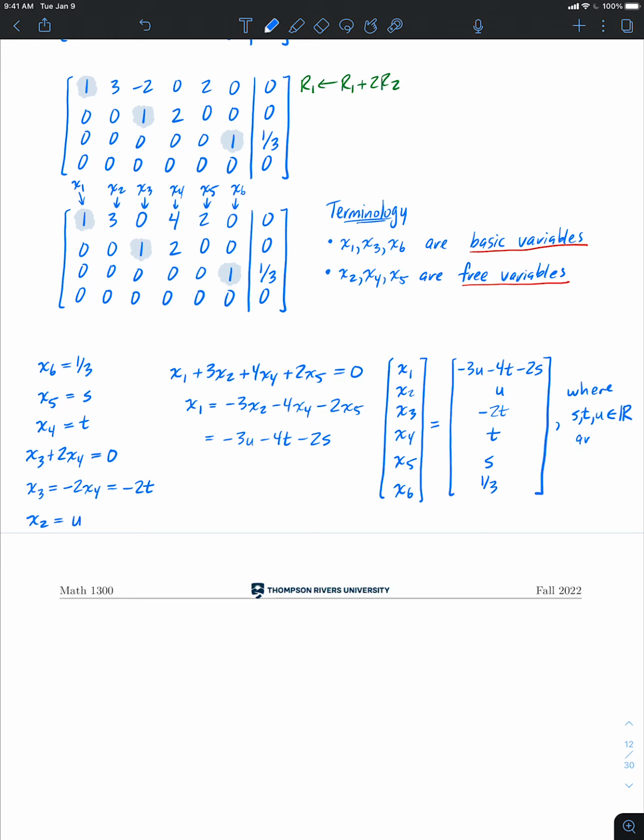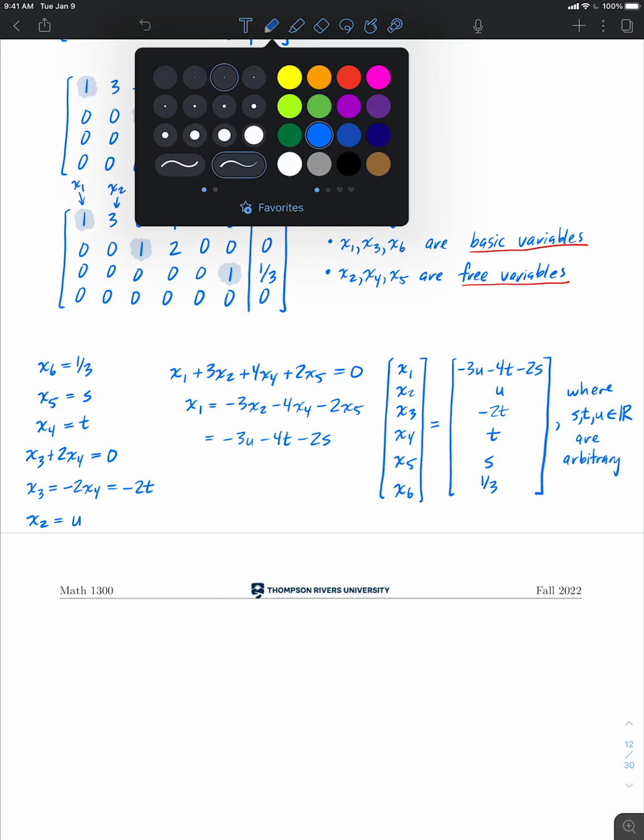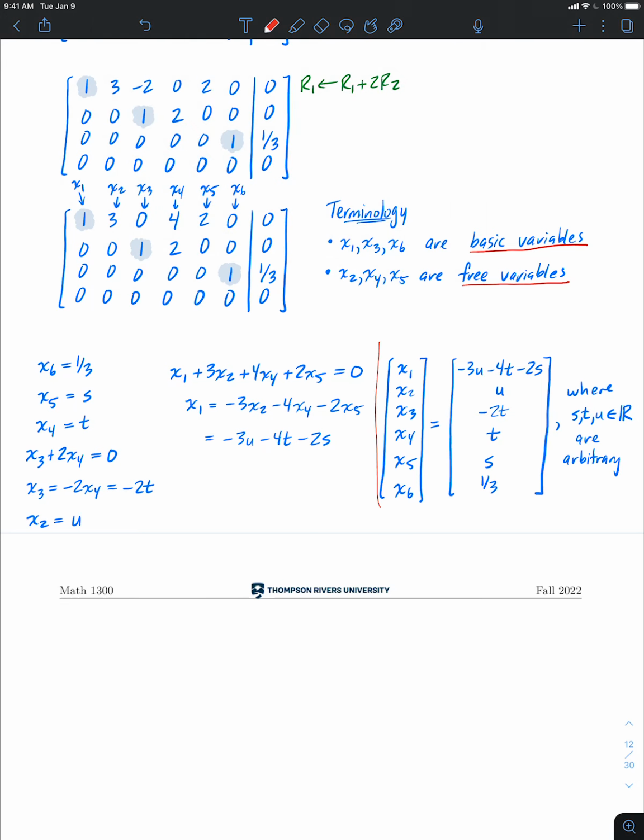I can say they're parameters, or I can say they're arbitrary. That accomplishes the same thing. I like to use the word arbitrary, which just means they can be anything the reader wants them to be. So whoever's reading this, presumably they wanted to get solutions to this linear system. So this is telling them how to generate all the solutions to the linear system we started with, the one that had 4 variables and 6 equations.